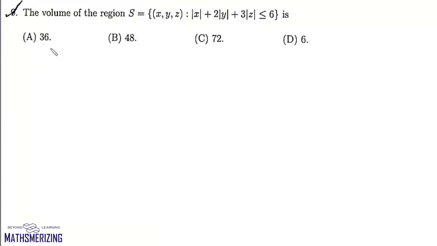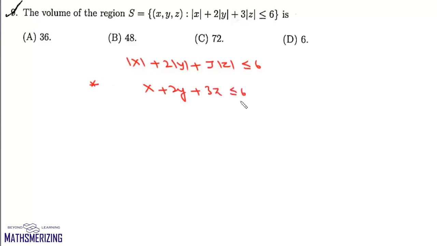Now in question number 9, we are given this region which is mod of x plus 2 times mod of y plus 3 times mod of z less than or equal to 6. Now this volume is symmetric about the x-axis, y-axis and z-axis. That is, it is symmetric in all the quadrants. So what we'll do is find the volume of the region in one quadrant, that is the first quadrant. And in the first quadrant, we'll get this as x plus 2y plus 3z less than or equal to 6.